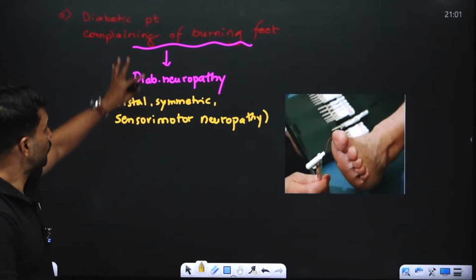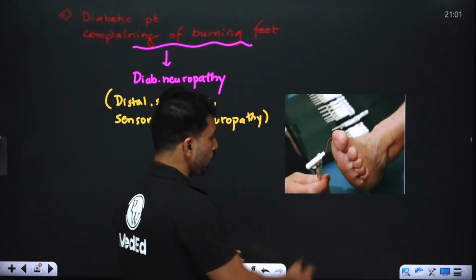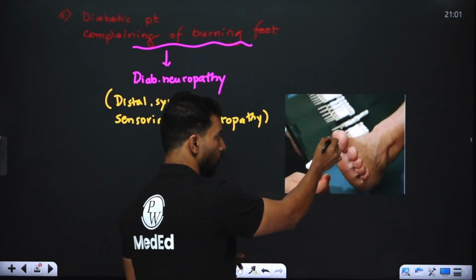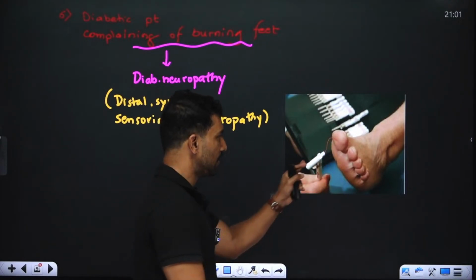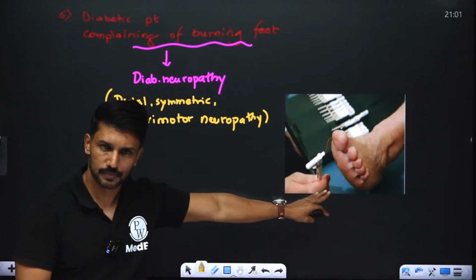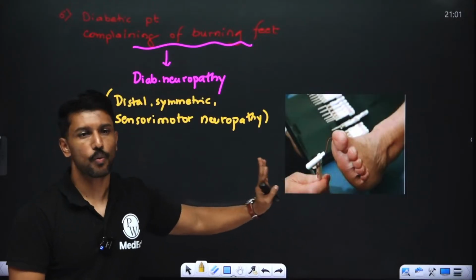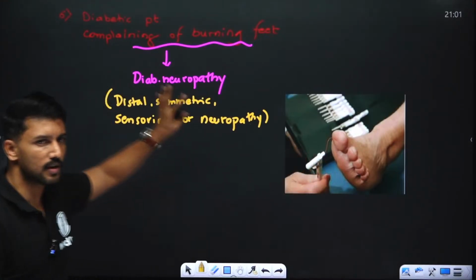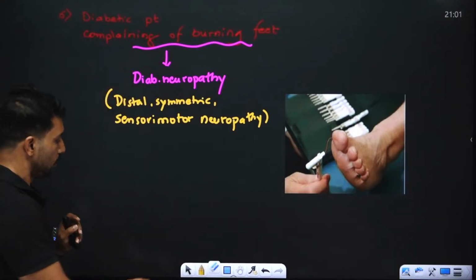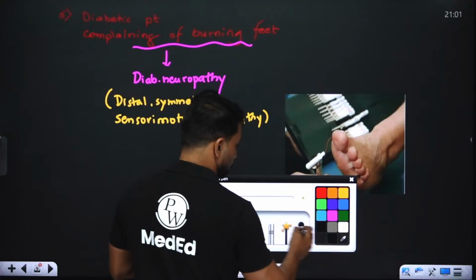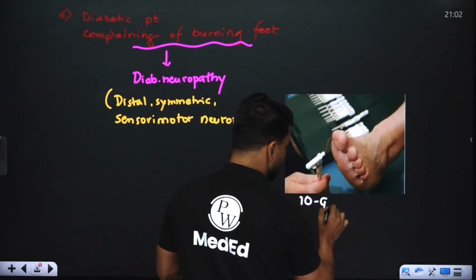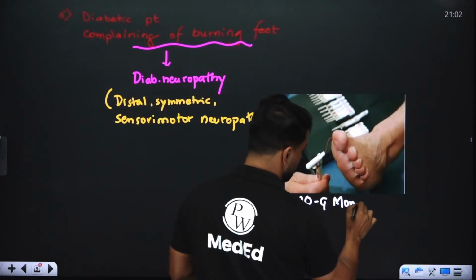Okay, so that is the context, and an image is given where you can see a small tube to which a small thread-like structure is attached, and that is being pressed on the patient's feet. So they may ask, what is this? Or they may ask what purpose this is used for. Context is already set. We are dealing with a patient with diabetic neuropathy. So this device is called a 10-gram monofilament.